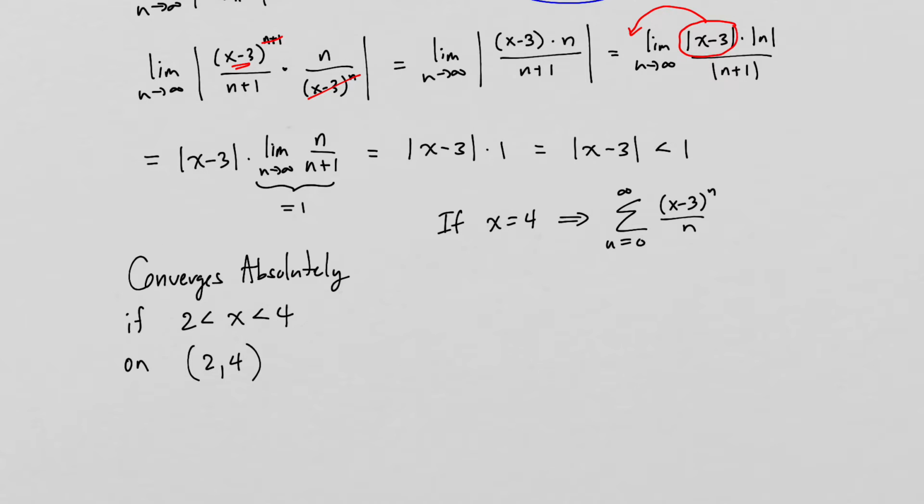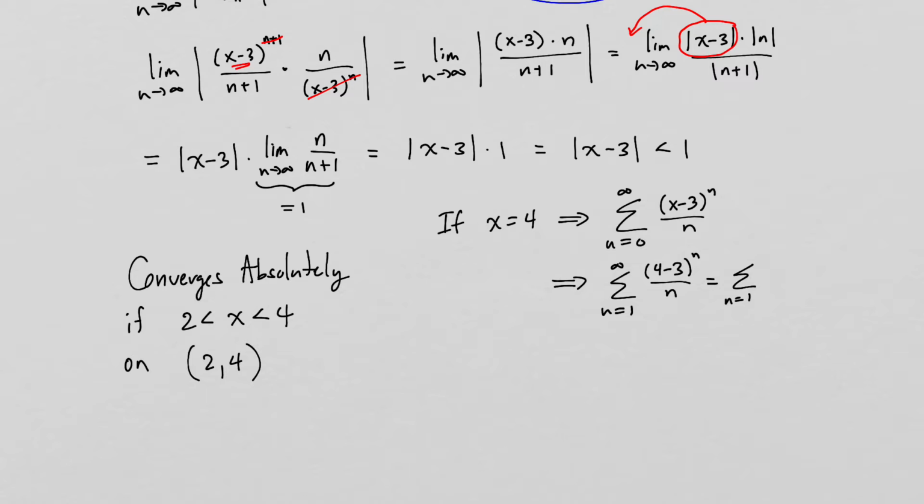So if x is equal to 4, what we're going to do is take that value of x and plug it into our series. When we do that, we get the sum n equals 0 to infinity of (4 minus 3) to the n power divided by n. This gives us the sum n equals 1 to infinity. And I apologize, I wrote 0 there. It should be from 1 to infinity, right?